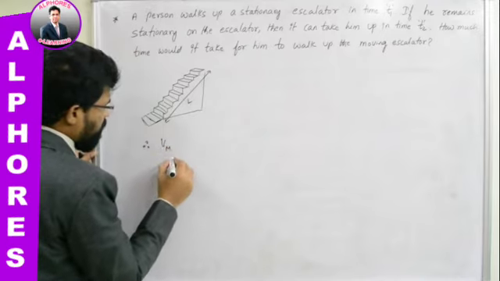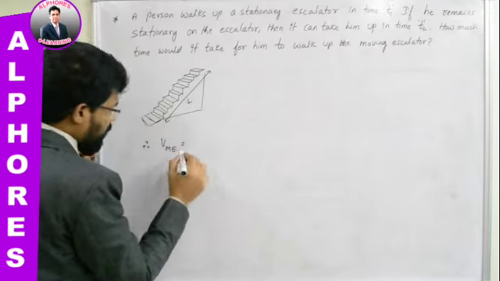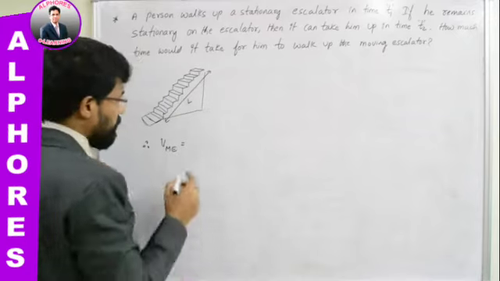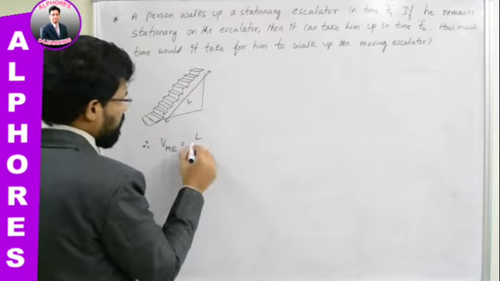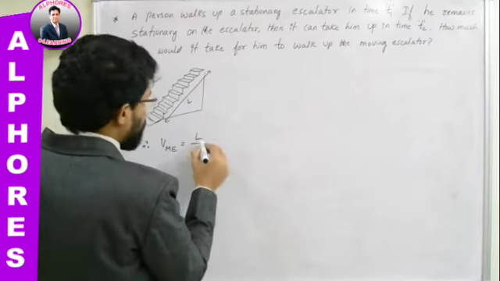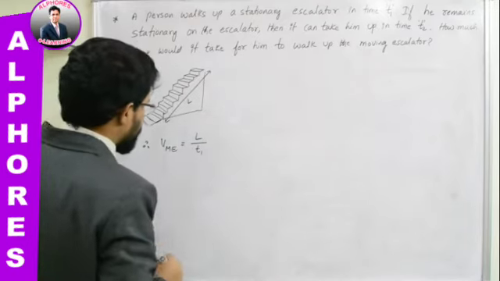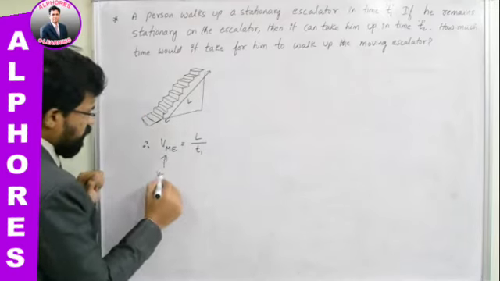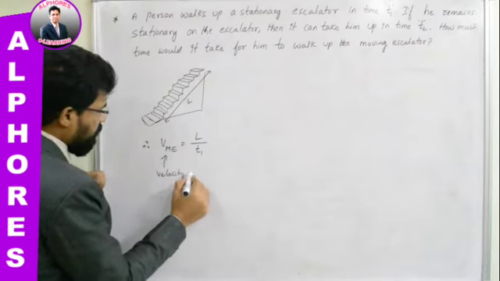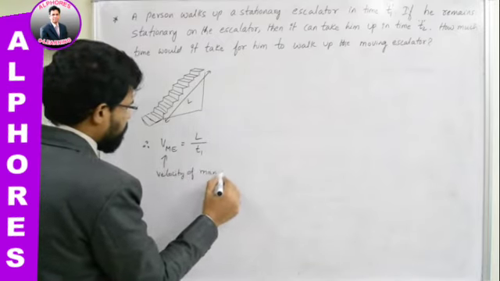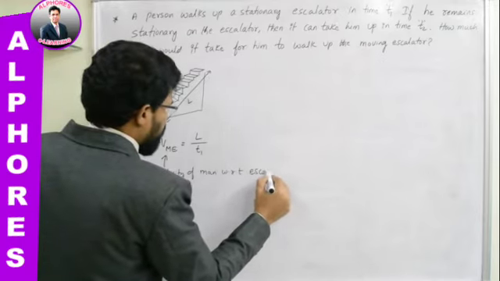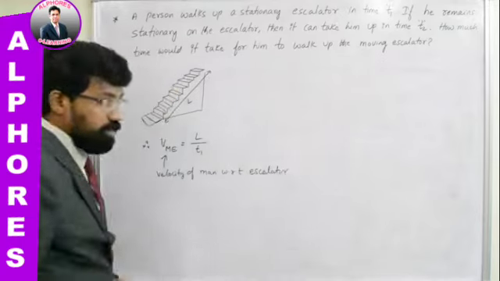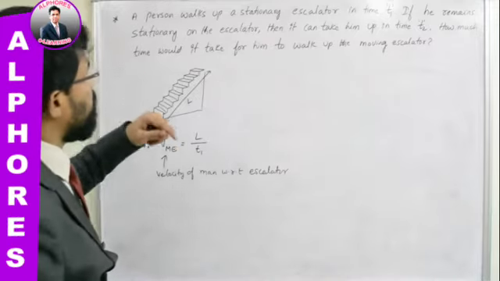velocity of man with respect to escalator can be written as total distance covered divided by the time in which he has covered this distance L, which is t1. So what is this? Velocity of man with respect to escalator. Okay. And next, what is he talking about?